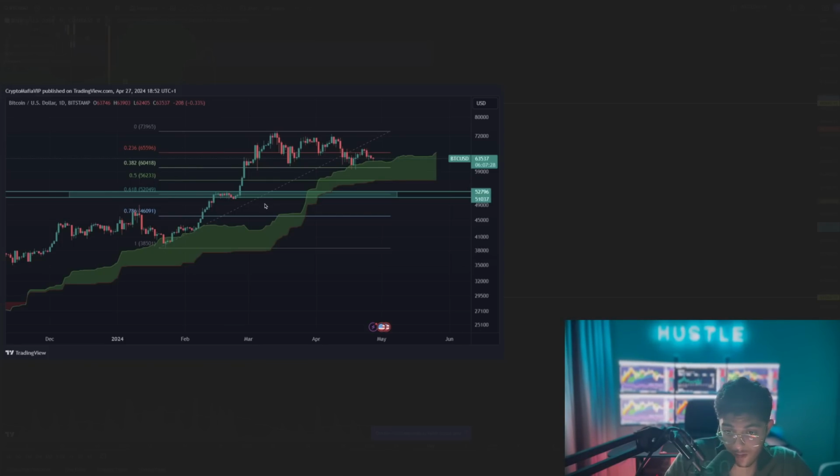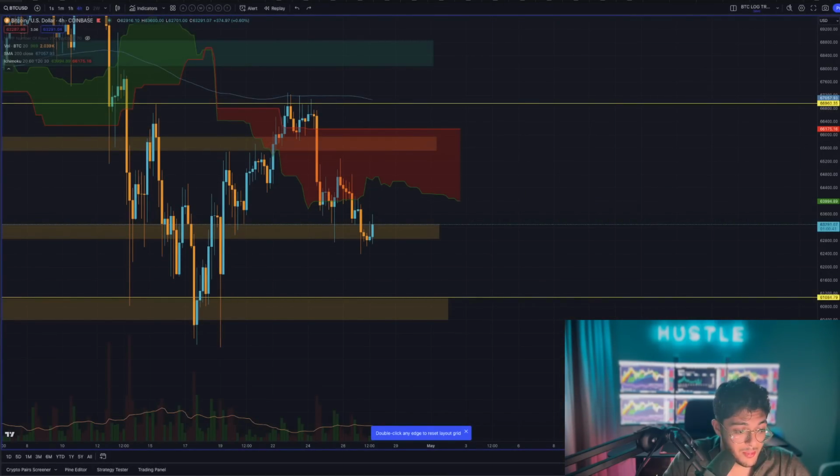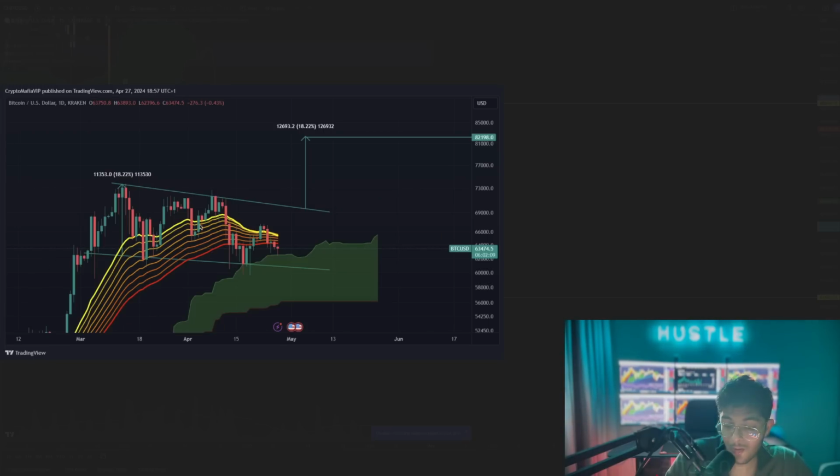We've also got Ichimoku support at the 618 retracement here. I'm sorry, Fibonacci support at the 52k level with this 618 retracement, so that's definitely interesting. And you've already kind of seen me tease it, but we've got the Ichimoku cloud too, and this is that really bullish thing I mentioned a little bit earlier on in this video.